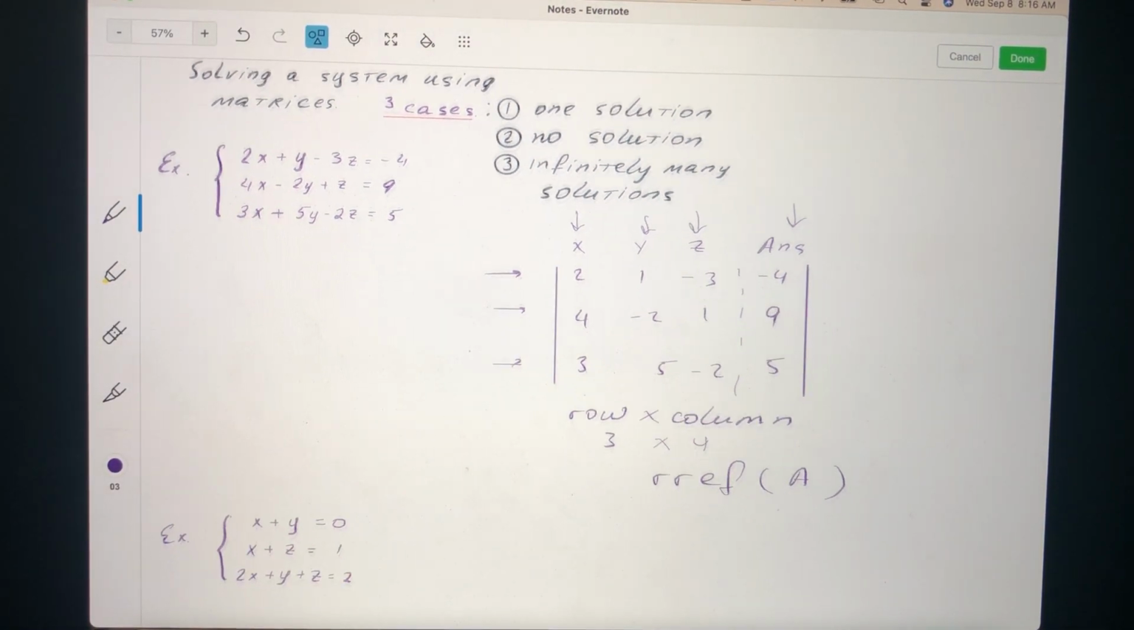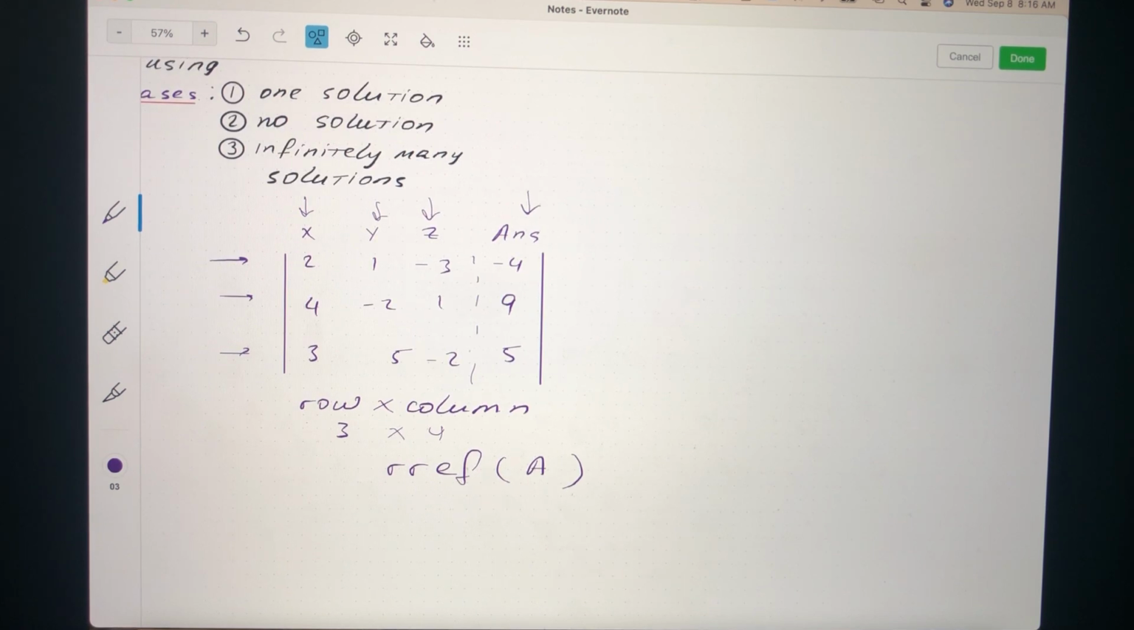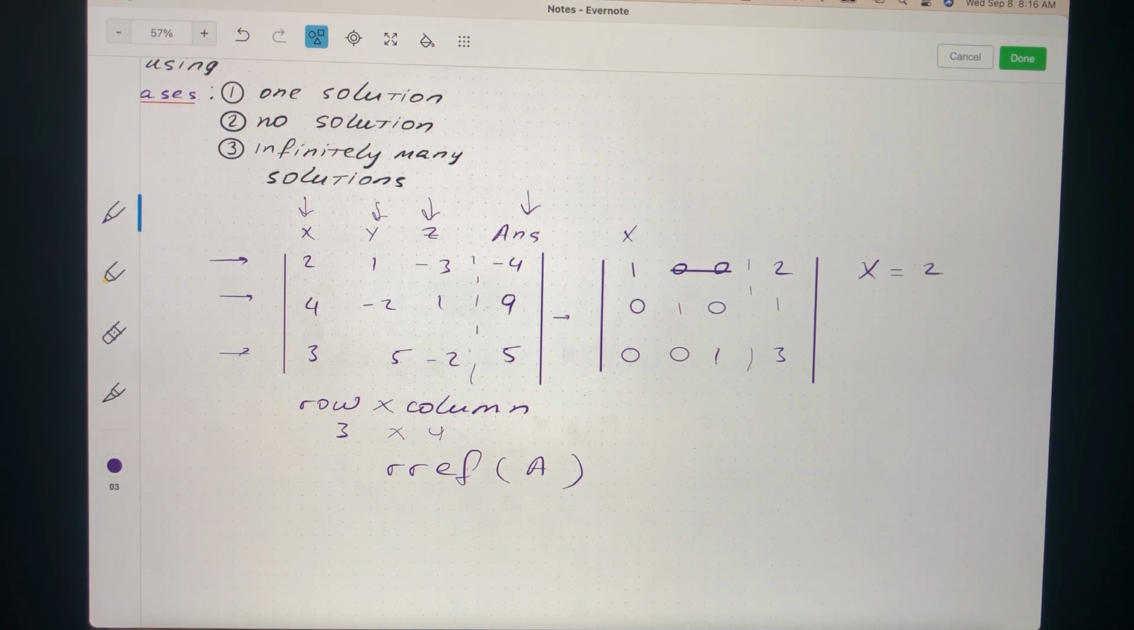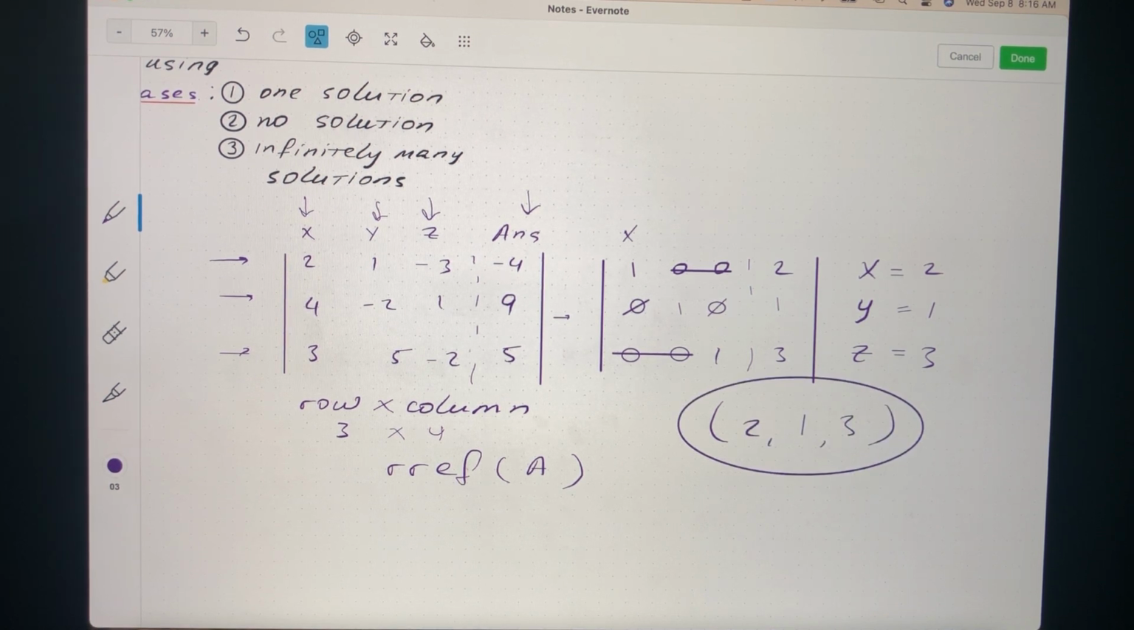So here on the side, we write the answer. The answer is 1, 0, 0, and the answer column is 2. 0, 1, 0, 1. 0, 0, 1, 3. So what does it mean? It means 1x, no y, no z equals 2. No x, 1y, no z equals 1. No x, no y, 1z is 3. Meaning our answer is 2, 1, 3. And this is the end of this question.